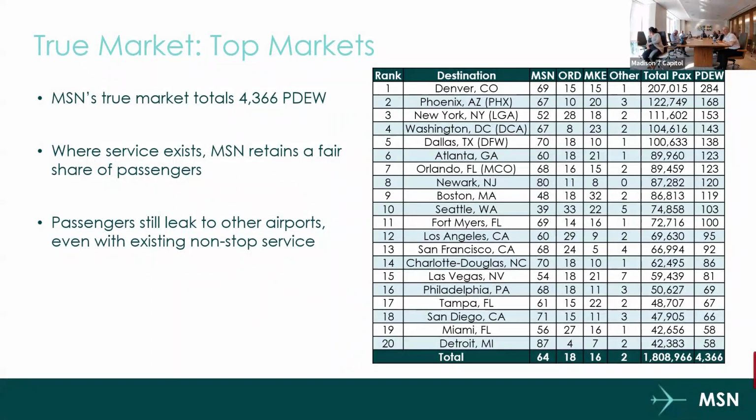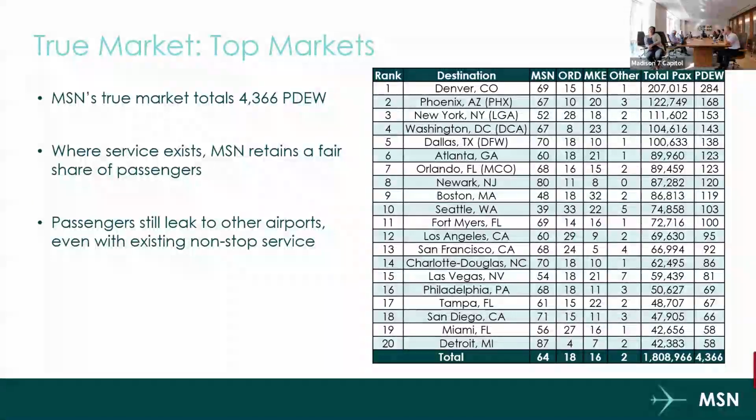But if you look at the percentage split out of Madison for Seattle, 39% fly out of Madison, 33% out of O'Hare, and 22% out of Milwaukee. So there's a large percentage of people that we can retain here in Madison if we did have a Seattle flight. And this does not include induced demand, which is very important.